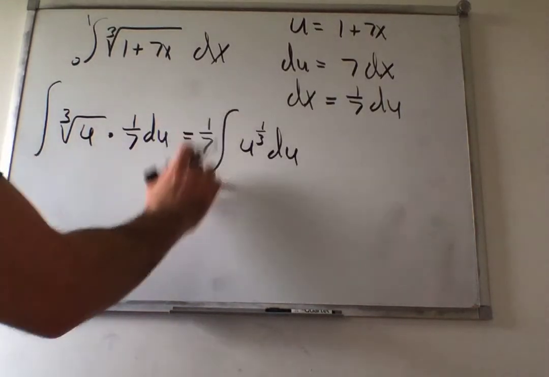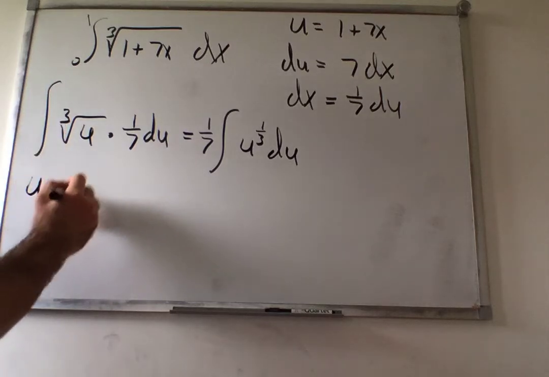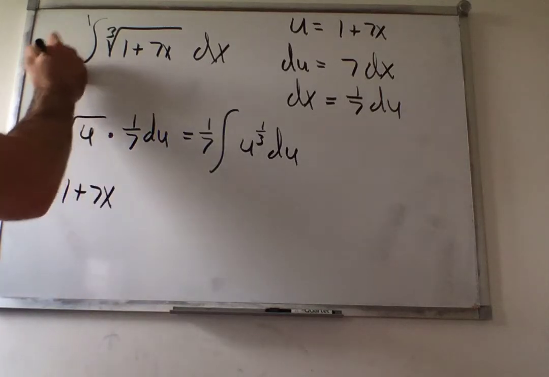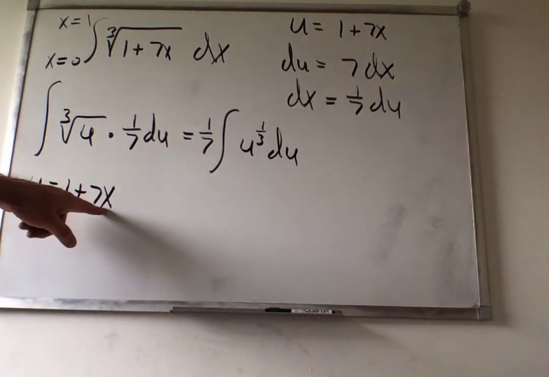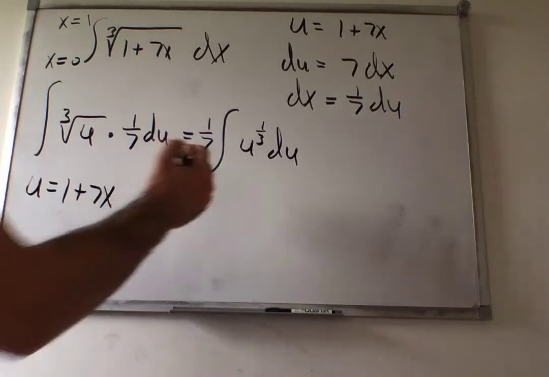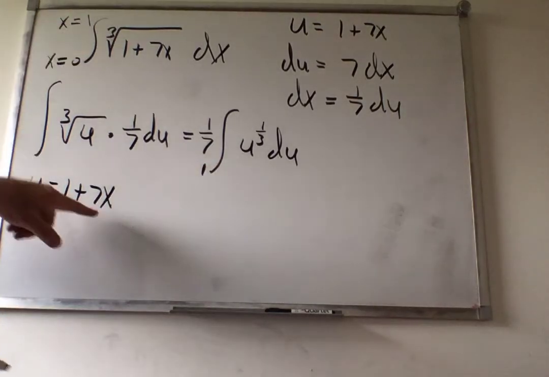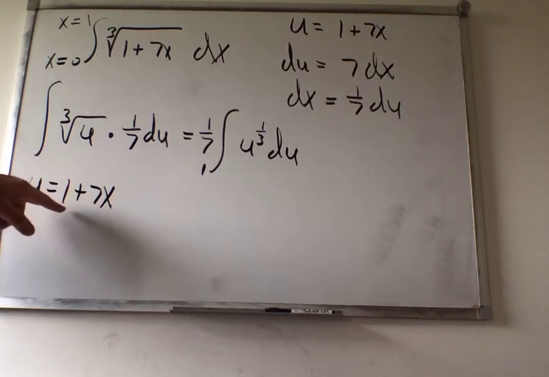Let's find our u limits of integration. So u is equal to 1 plus 7x. Well, x equals 0 and x equals 1. That just means plug in 0 into here. If I plug in 0, you get 1 plus 7, or sorry, 1 plus 0 is 1. Now let's plug in 1. 1 plus 7, because 1 times 7 is 7. 1 plus 7 is 8.